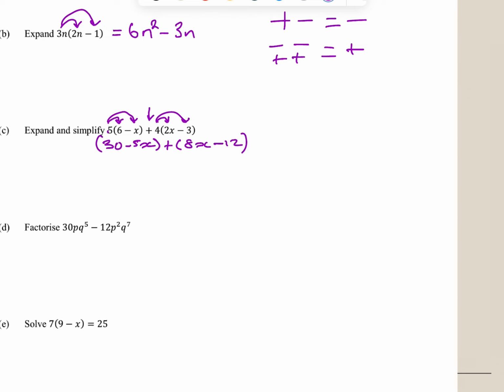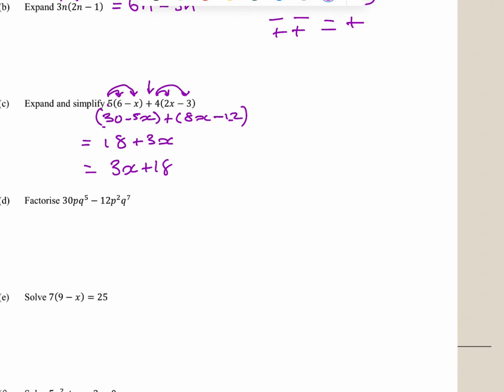Just notice how I put them in a bracket just to make sure we keep the signs together. It's super important. So in this case, 30 plus negative 12. Well, a positive and a negative we know is a negative. So 30 minus 12 is going to be 18. And then negative 5x plus 8x is going to give us positive 3x. We usually like to write it with the variables at the front, but they are the same.